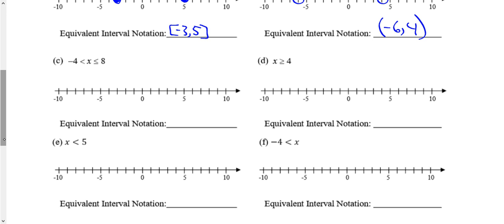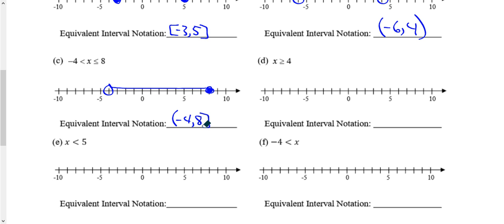-4 to 8. What kind of circle on -4? Open. And then on 8? Closed. And then what kind of brackets here? Parentheses on -4 and a bracket on 8. You get the idea? Why don't you guys go through and finish these?